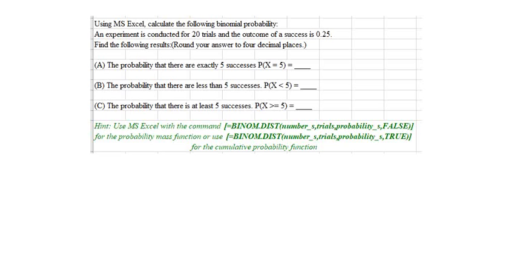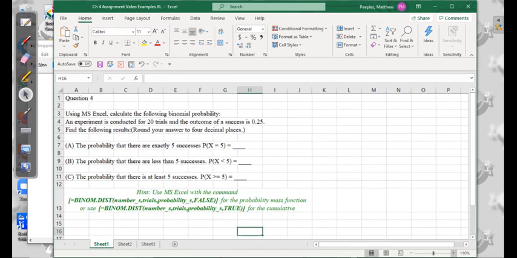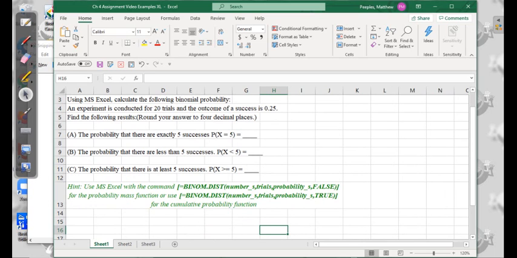So let's see what we want to do right here. Let's go to Excel, share our screen. Here's the problem, just as stated on the screen. How should we do it? Well, let's apply the first one. It says we want to find the probability that there are exactly 5 successes.